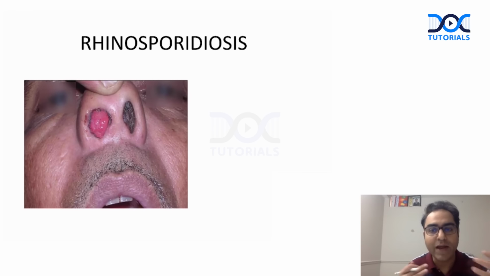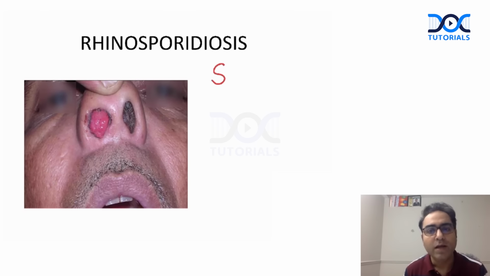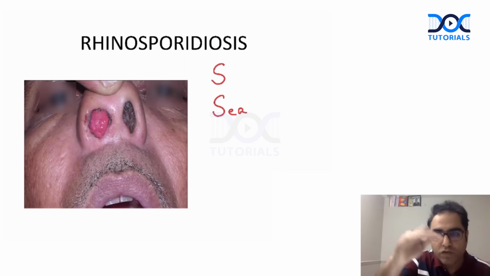Let us do another question. Rhinosporidiosis. First of all, S: it is seen in South India, particularly the coastal part of Tamil Nadu. My dear friend, rhinoscleroma is from North India, Rajasthan, Uttar Pradesh. A rhinosporidiosis patient's history will be of a South Indian patient, Tamil Nadu, coastal area. Second is S, C: coastal area.